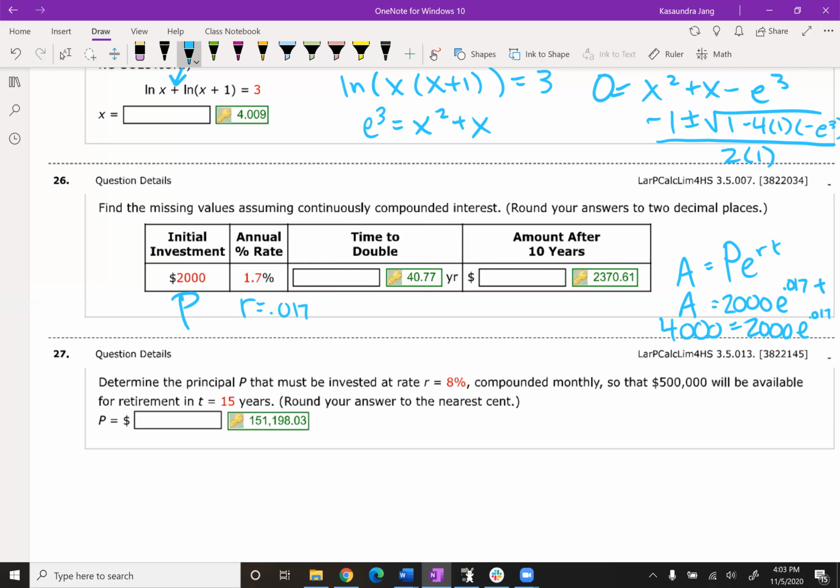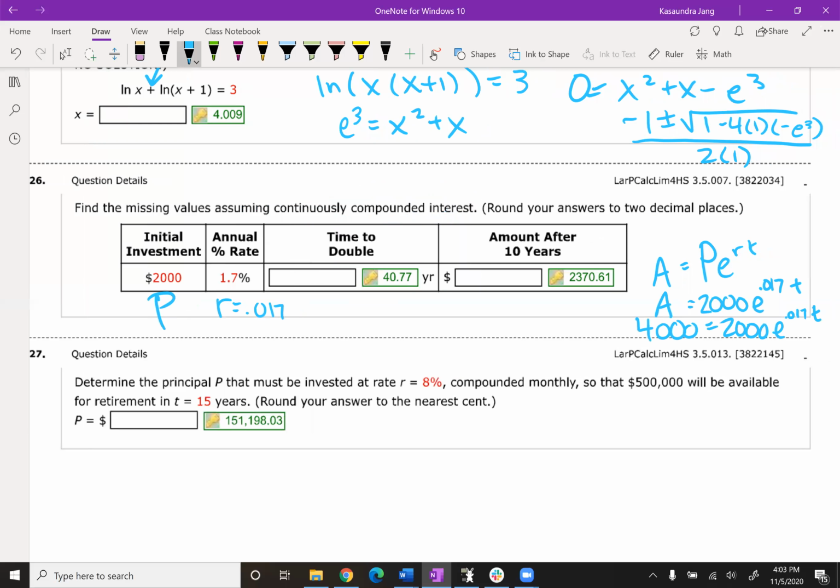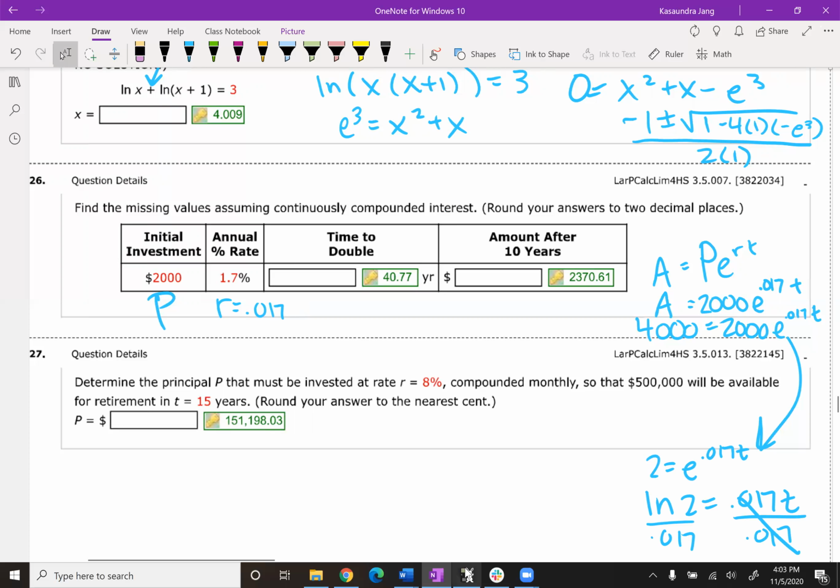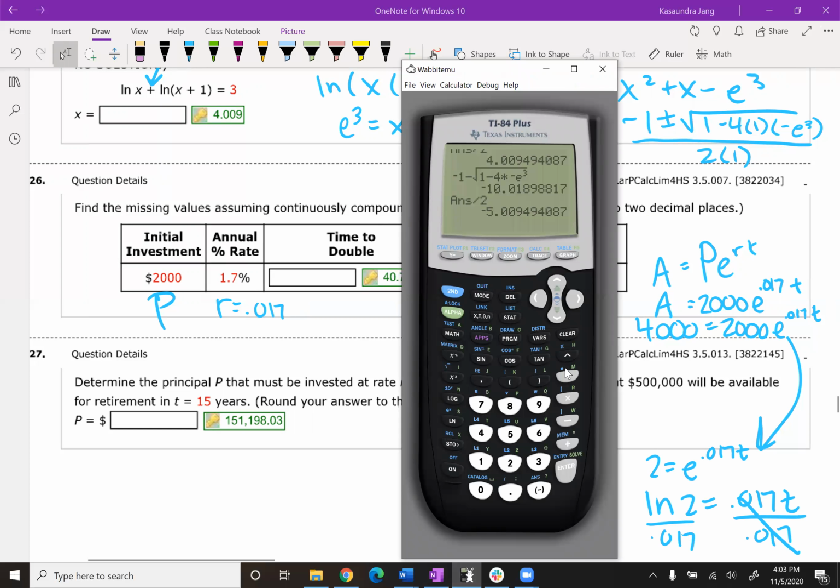So I have to solve for this T. I'm going to move this down here a little bit. If I divide by the 2,000, I get 2 equals e to the 0.017t. I'm going to do the logarithmic form. I'm going to do natural log of 2 equals my exponent. And then I can divide by this 0.017 on both sides to get the t by itself. So I'm going to put this in my calculator here, the natural log of 2, and then I'll end my parentheses. That is all over the 0.017.